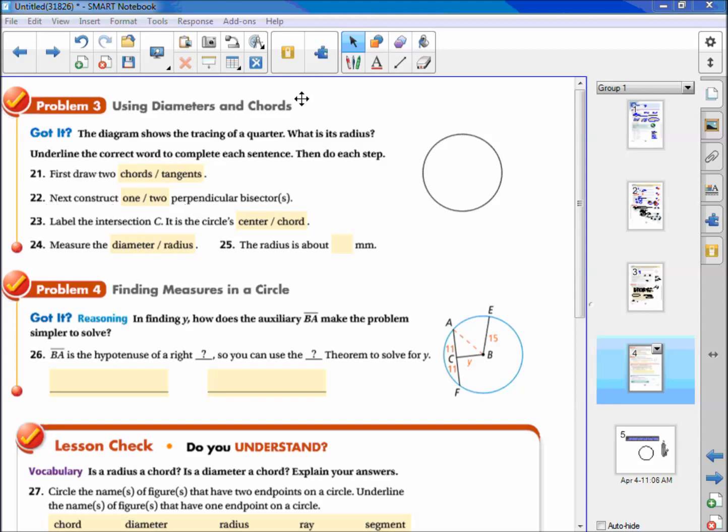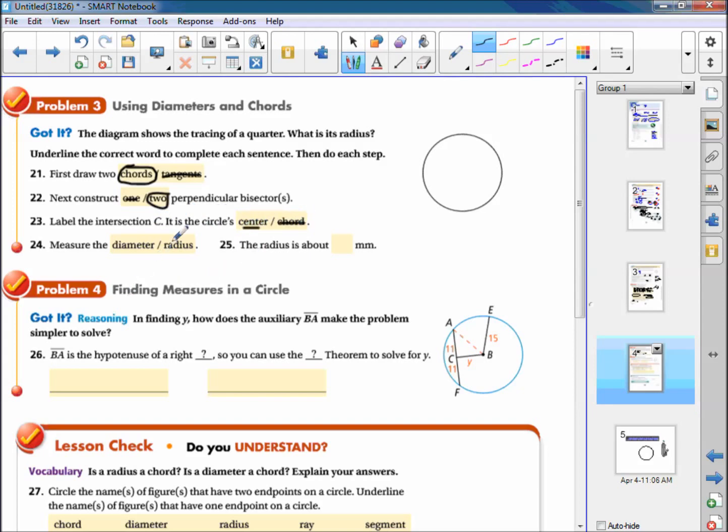So first we're going to draw 2 chords. It's very difficult to draw a tangent to make a line only cross the circle once. Next we're going to construct 2 perpendicular bisectors, one for each of those chords, so 2 total. Then we're going to label the intersection where they cross C. This is going to be the center of our circle. And then we can measure out a radius. The radius is going to be about something, so we'll figure out what that is in a second.